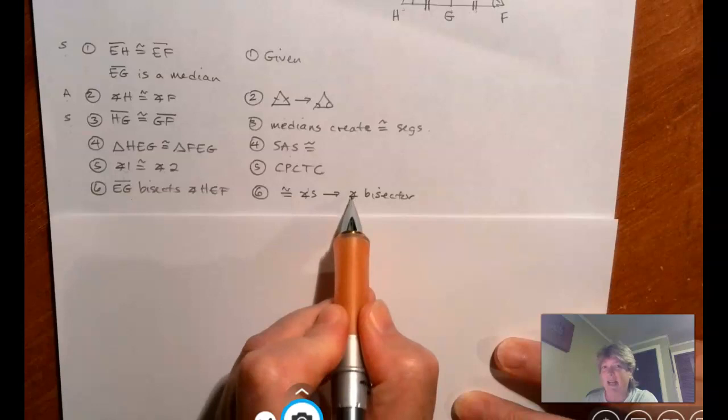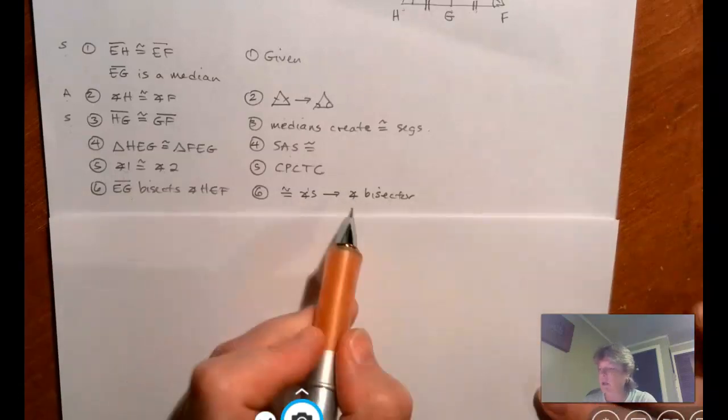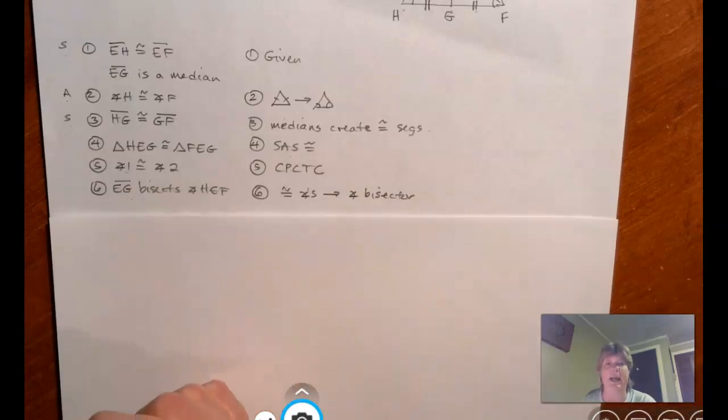And again, notice I have an angle bisector. I didn't just say bisector, because segments can be bisected as well. So you need to make sure you're specific in calling that an angle bisector.